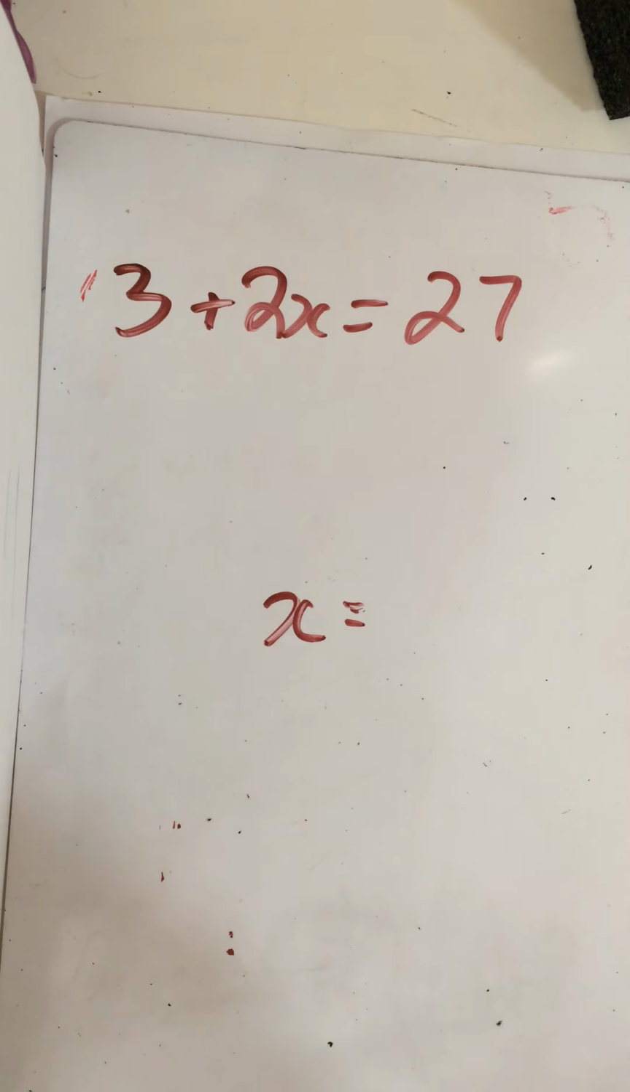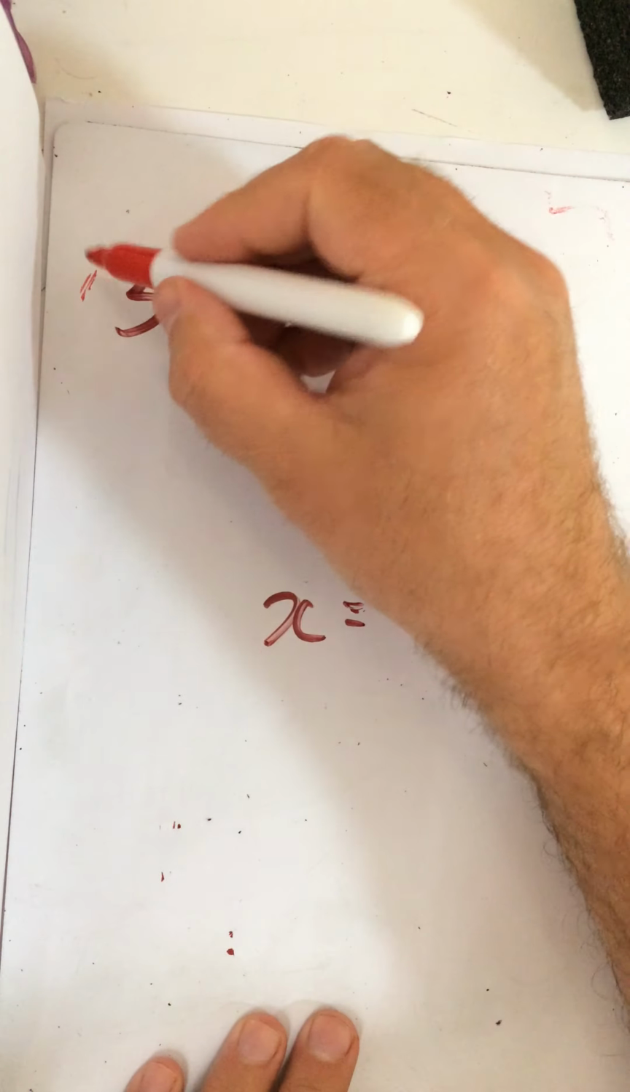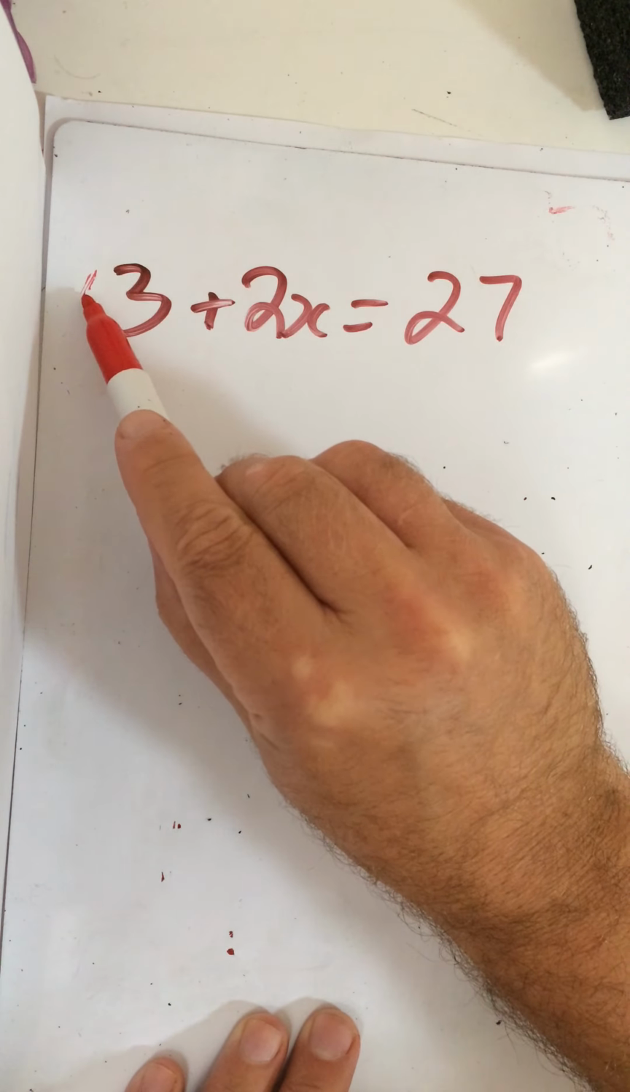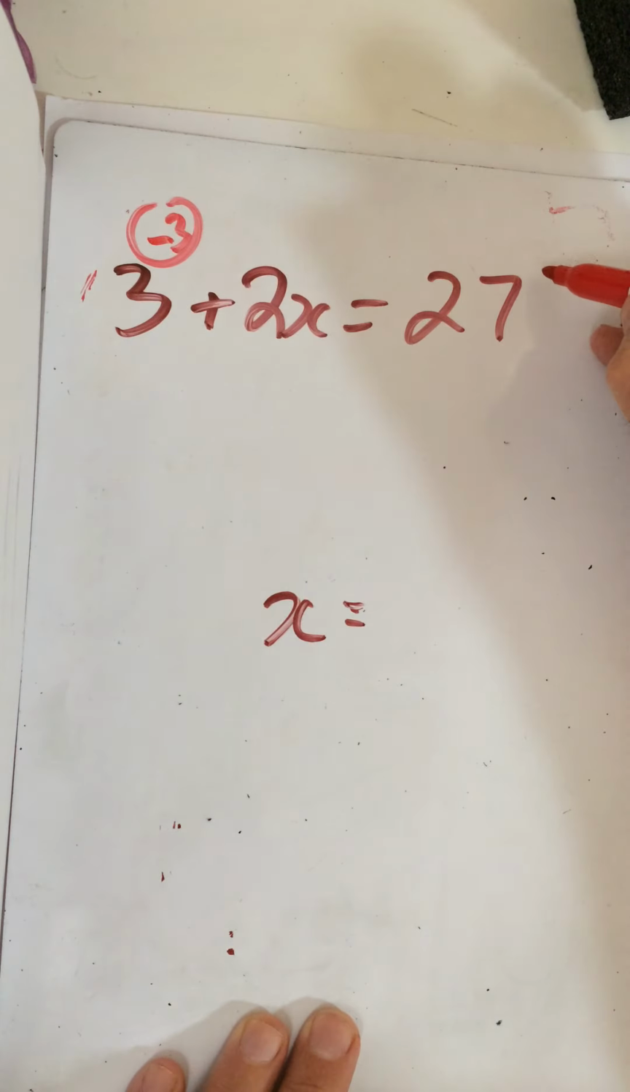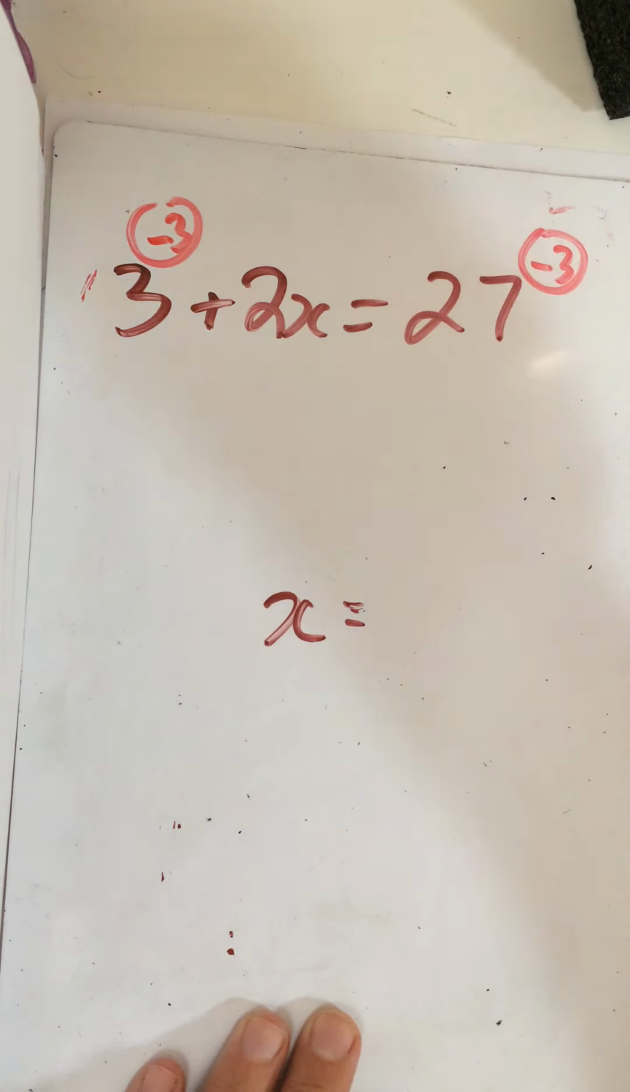So that means I want to get rid of this 3. It's a positive 3. There's no sign in front of it, so that tells me it's a positive 3. So I'm going to take 3 away. It's called the balancing method. Take 3 away.